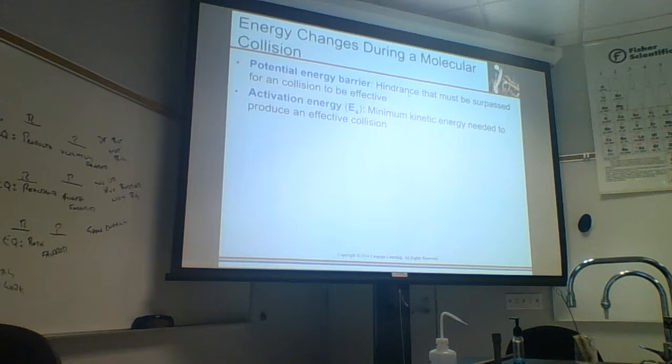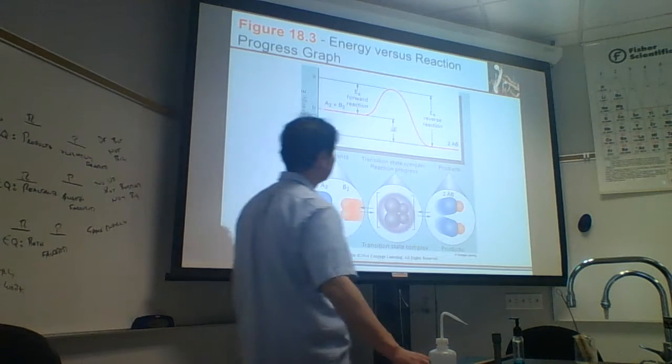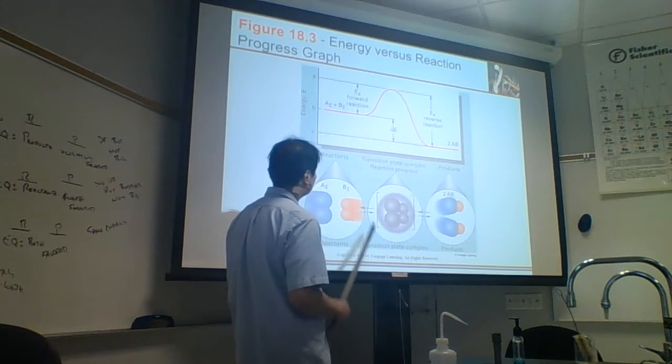There's a potential energy barrier for the collision. That's why we have to have a certain energy. And that energy is called the activation energy, which is the minimum. This potential energy barrier, ignore that. Activation energy, we want to know that. Let's talk about this in just a minute. So here's the anatomy of a successful collision.